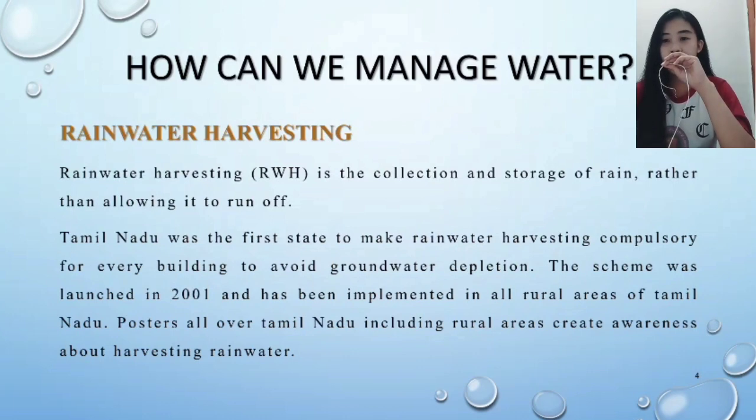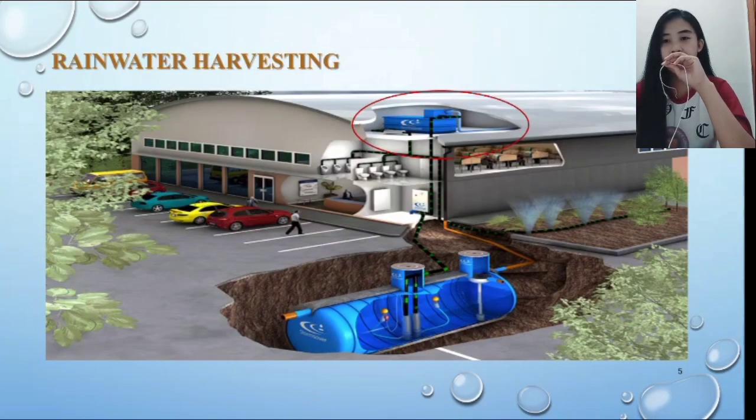Posters all over Tamil Nadu, including rural areas, create awareness about harvesting rainwater. Rainwater harvesting reduces soil erosion and flood hazards by collecting rainwater and reducing the flow of stormwater to prevent urban flooding. Most buildings that utilize rainwater harvesting systems have a built-in catchment area on the top of their roof, which has a capacity of collecting large amounts of water in case of rainstorms. Rainwater harvesting is very common in different countries, especially in the Philippines.